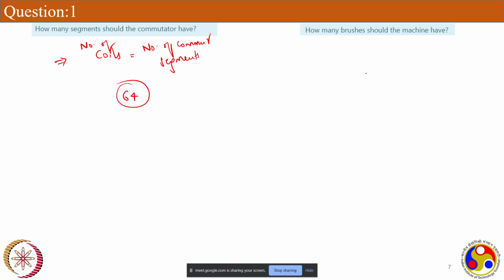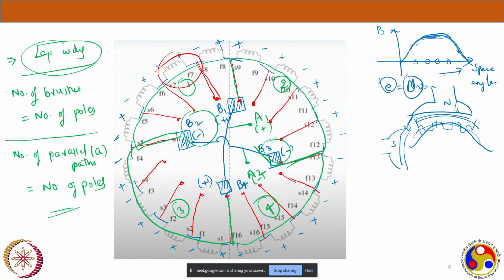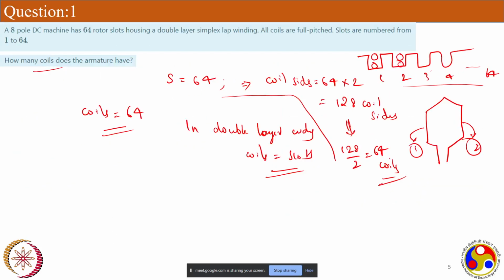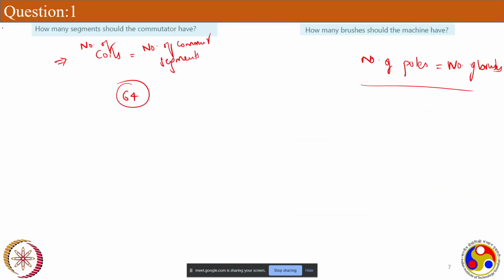Okay, how many brushes should the machine have? This should be very simple. How many brushes should it have? 4. No, it's an 8 pole machine, right? The number of poles is equal to the number of brushes. We discussed already, if it's a 4 pole machine, we will have 4 brushes. What we discussed is for a 4 pole machine. Now, since it's an 8 pole machine, as you can see in the question, for an 8 pole machine, how many brushes? Each pole should have a brush.